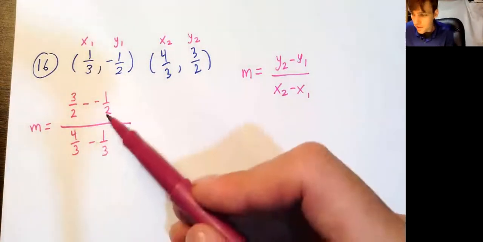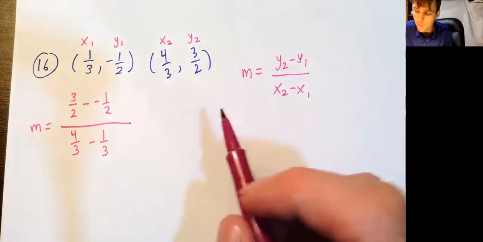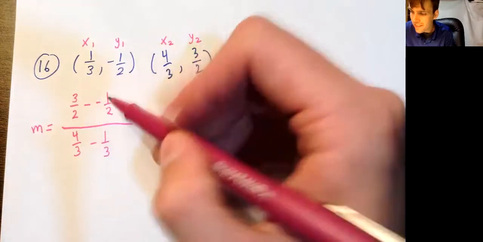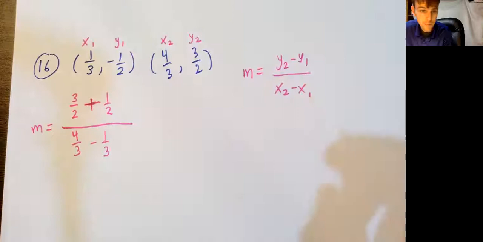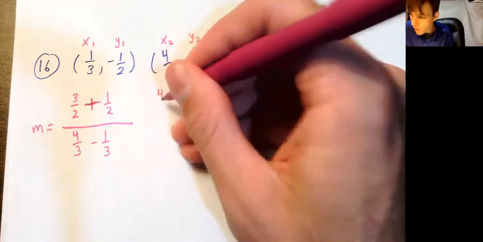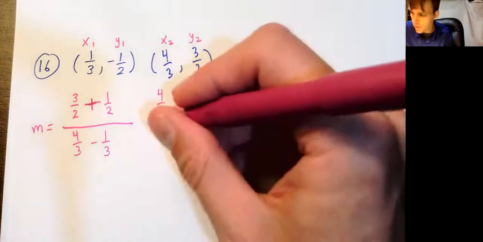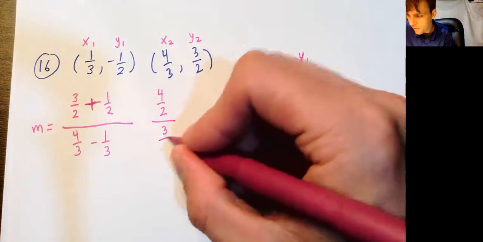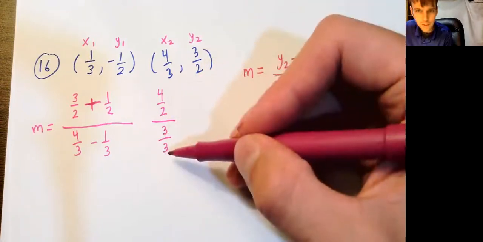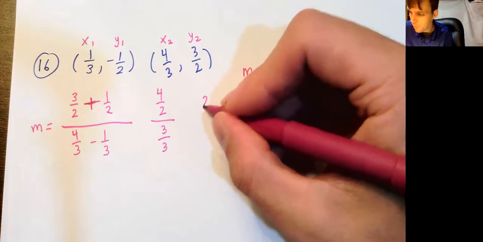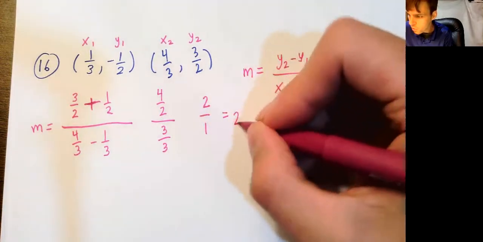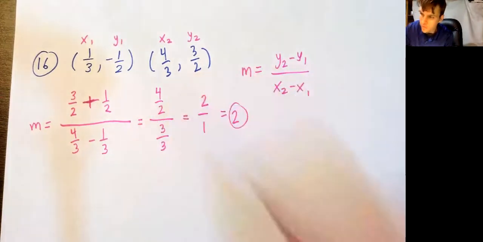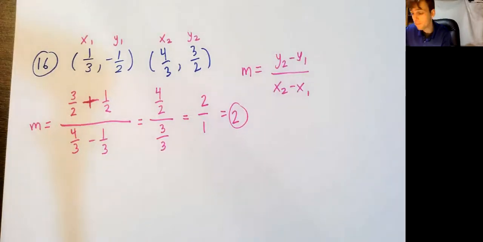Lucky for us, these actually have a common denominator already on the top and bottom, so we're going to be able to just put this together. So 3 over 2 minus a negative 1 over 2 is really just sending us plus. So that's going to be 4 over 2, which is 2. And here we are going to get 3 over 3. Well, lucky again for us, both of these fractions simplify nicely. We end up with 2 over 1, which is just 2. So our slope is going to be 2.